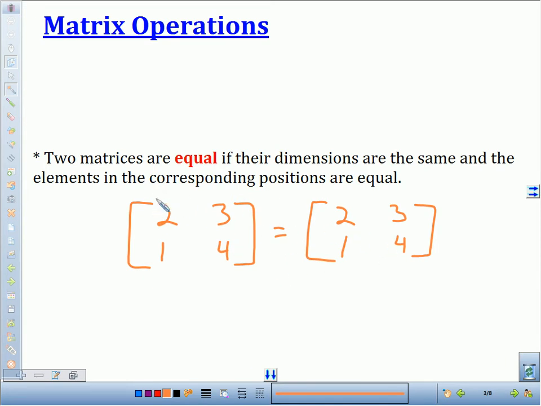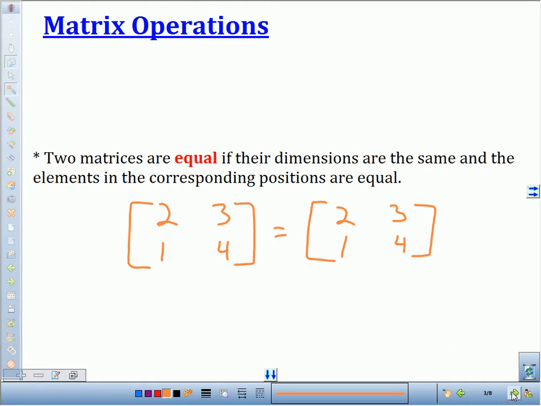2, the element in the first row, first column, corresponds with the element in the first row, first column here, which is also 2. 3 corresponds with this 3. It's in the same place in the matrix. 1 corresponds with this 1, same place in the matrix, so on and so forth. So if all of the elements are the same, and they're all in the same order, and the matrices have the same dimensions, the matrices are equal.